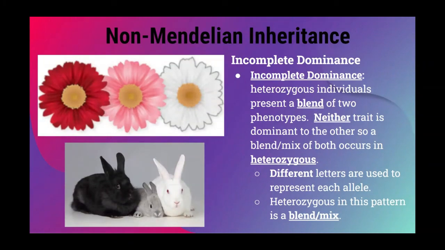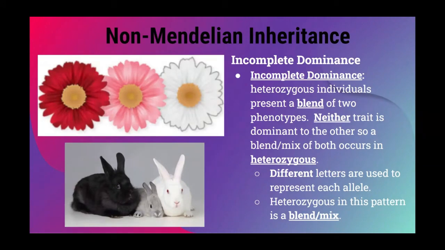Incomplete dominance is when heterozygous individuals present a blend of 2 phenotypes. Neither trait is dominant to the other, so they make a blend or mix of both that occurs in heterozygous individuals. Different letters are used to represent each allele. And again, the heterozygous in this pattern is a blend or mix. In the case of the rabbits, you have a black parent and a white parent, and the individual offspring ends up being a blended gray rabbit because, again, black and white makes gray.